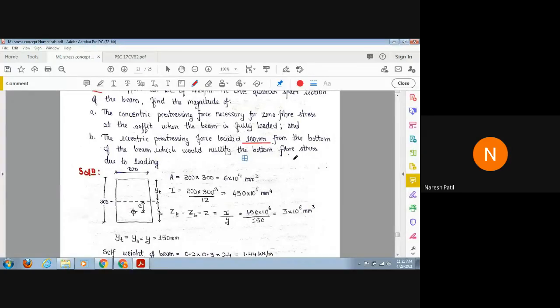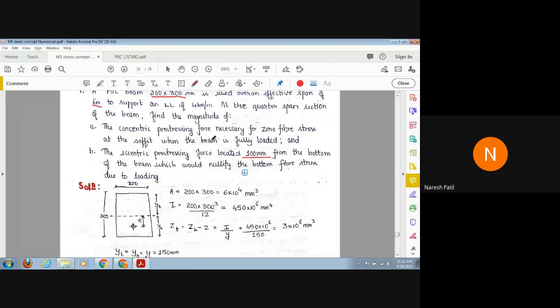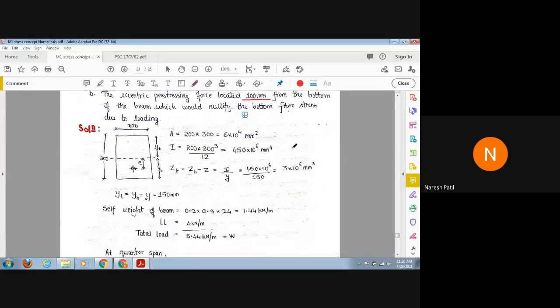Okay, so there are two conditions given. First of all, they have given the cross section of beam 200 mm by 300 mm for a span of 6 meter, and it supports a live load of 4 kilonewton per meter. Now here, not at mid span, at the quarter span you have to find out the magnitude. First you have to find the concentric pre-stressing force. Then the second condition, you have to find the eccentric pre-stressing force, and the eccentricity is given as 100 mm. Okay, so here note down the given data.